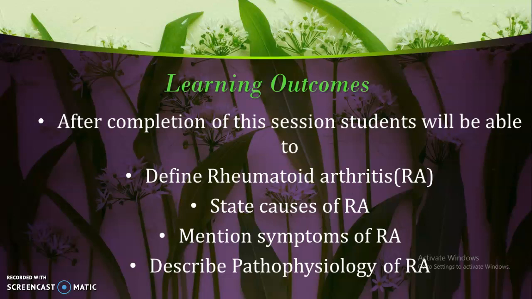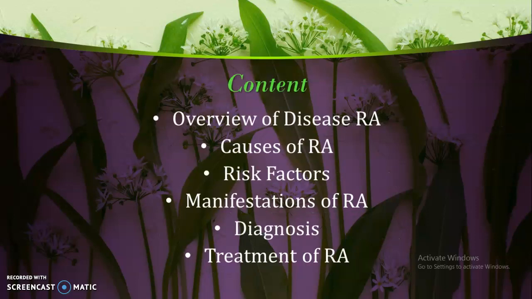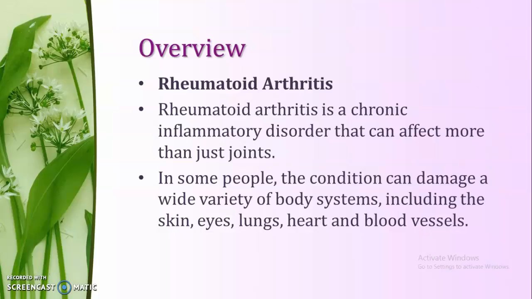Learning outcomes of today's session. After completion of this session, students will be able to define rheumatoid arthritis, state causes of rheumatoid arthritis, mention symptoms of rheumatoid arthritis, describe pathophysiology of rheumatoid arthritis. Content: overview of disease RA, causes of RA, disease risk factors, manifestations, diagnosis and treatment of RA.